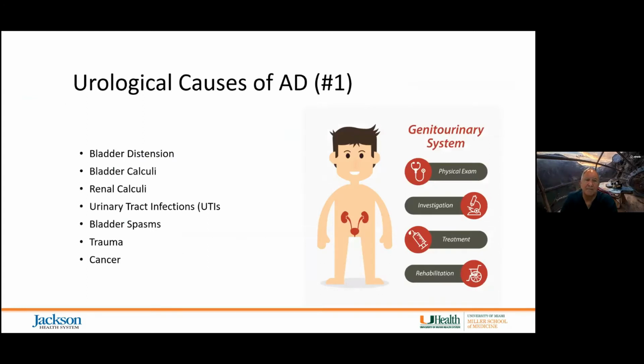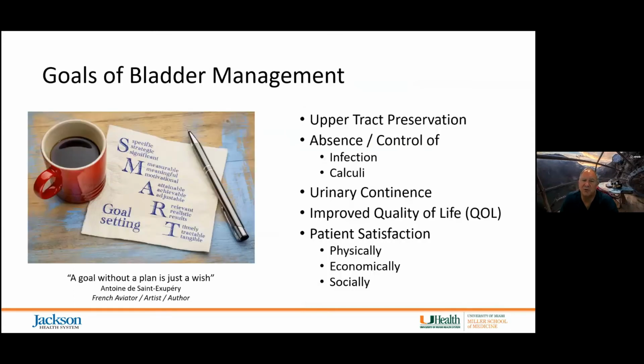So again, urological causes are the number one cause of autonomic dysreflexia and can include bladder distension, bladder calculi, renal calculi, not trig, not geometry, but calculi, urinary tract infections, bladder spasms, trauma and cancer. All of these can contribute to autonomic dysreflexia and are preventable. So as clinicians, we need to be aware that these things could occur, and we need to do everything we can to prevent them from happening.